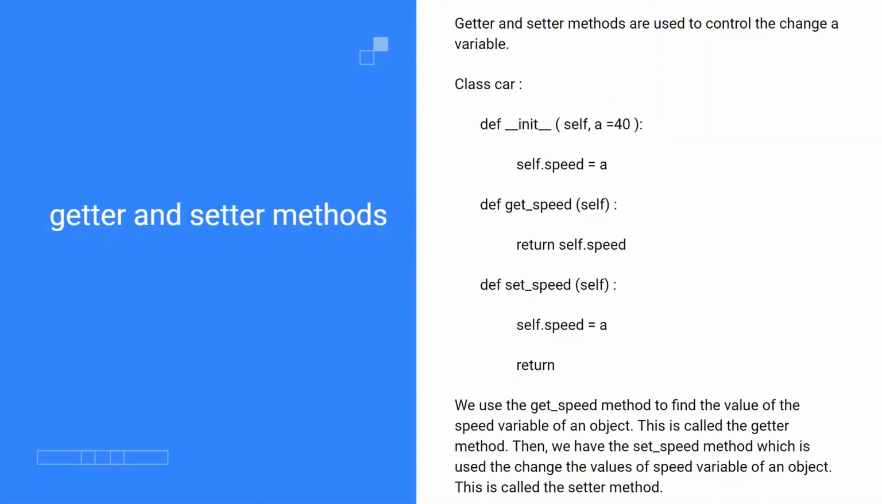Inside get speed there is the self parameter, and we are returning the speed variable by writing return self.speed. Then the setter method set speed, and inside that function also the parameter is self, with only one other parameter. Over here we are defining the value of the variable speed by writing self.speed is equal to a. So we use the get speed method to find the value of the speed variable. This is called the getter method. Then we have the set method, which is used to change the value of the speed variable of an object. This is called the setter method. So that was all about getter and setter methods.